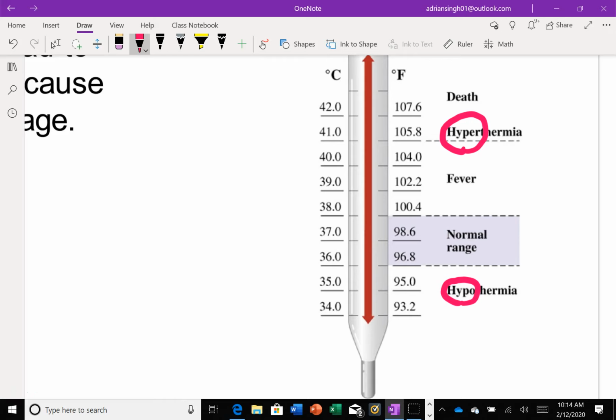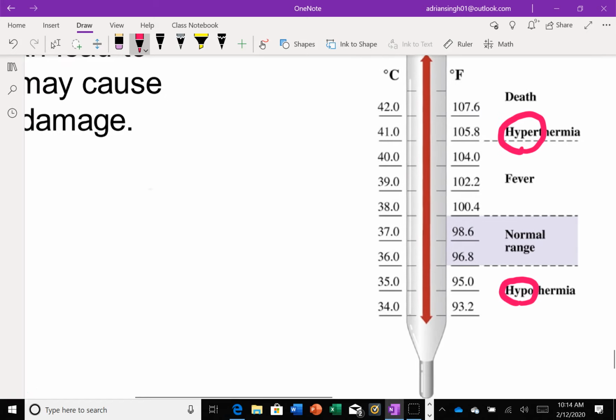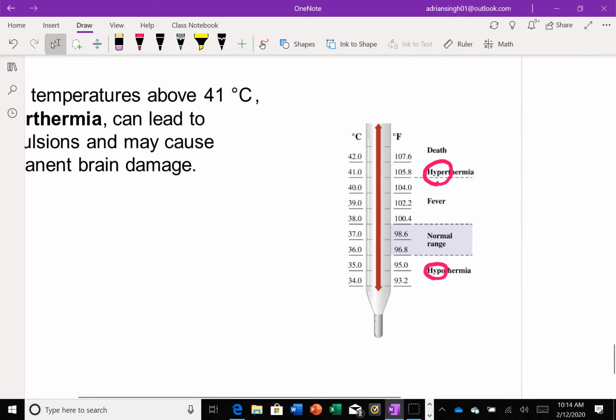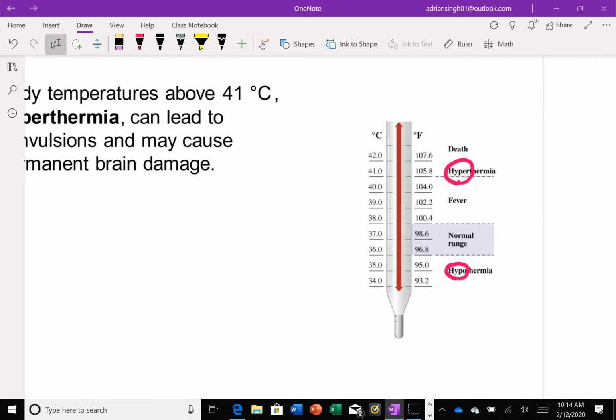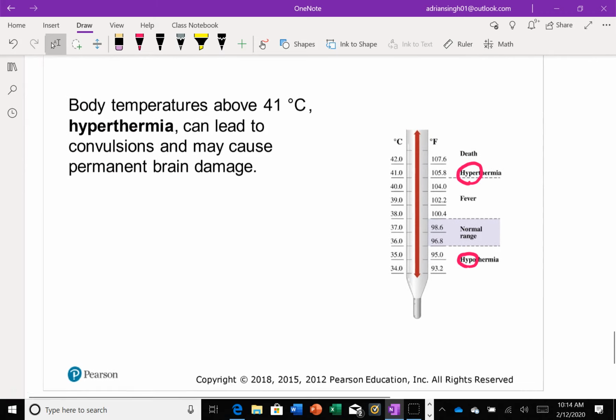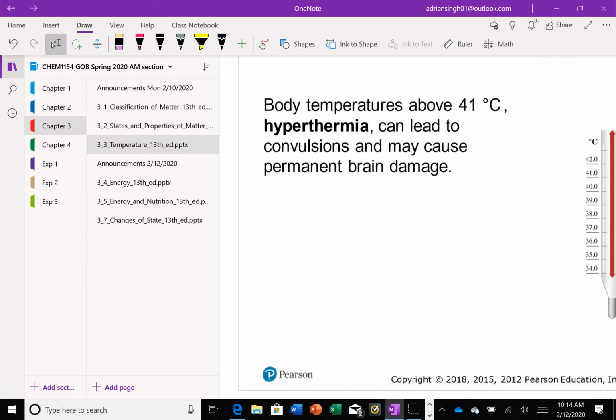So hypo, like low, and then hyper, like hyperactive, overly active, right? Hyperthermia, overly hot, or overly therm, and thermic would mean hot, right? So there are little clues you can use in the name for things to actually figure out what they actually mean. If you're in your anatomy classes, you probably know some of those little tricks you can use. All right, so that's our quick discussion of temperature.